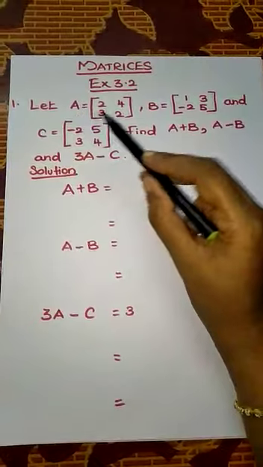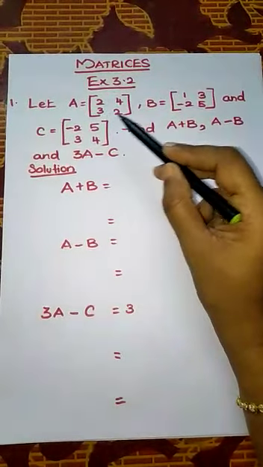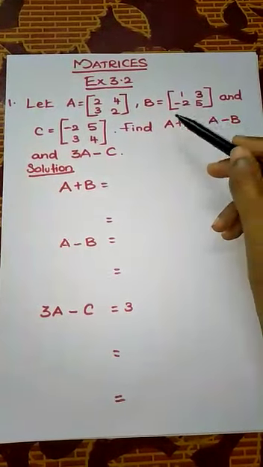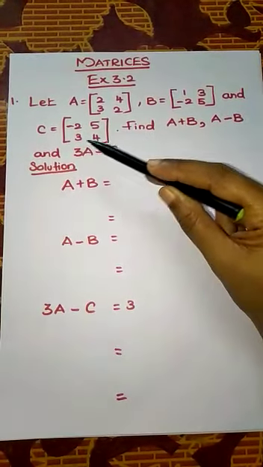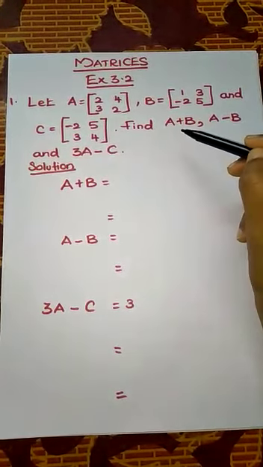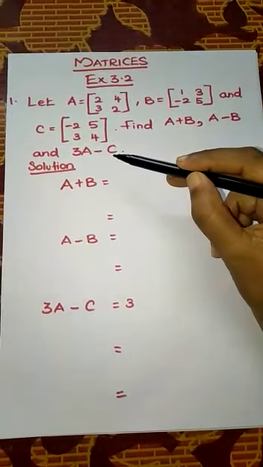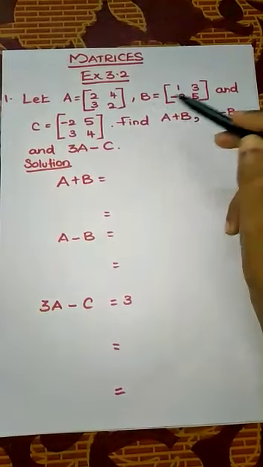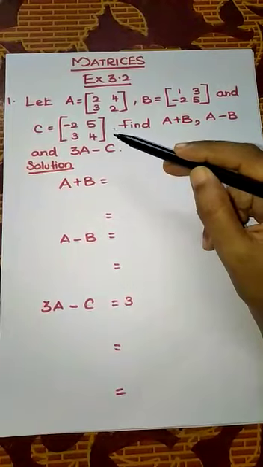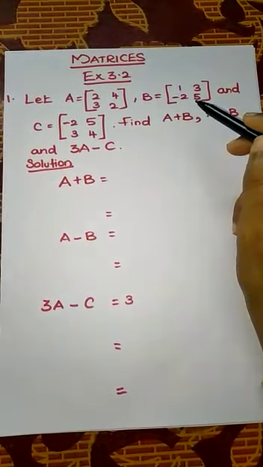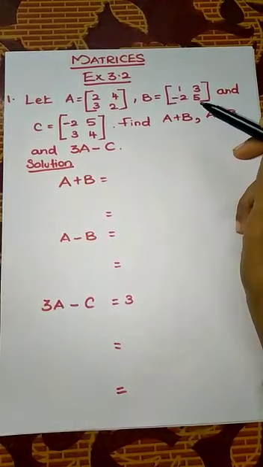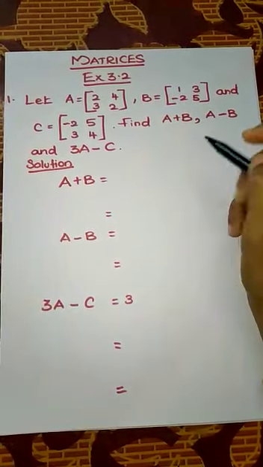First question, let A equal to [2, 4; 3, 2], B equal to [1, 3; minus 2, 5] and C is equal to [minus 2, 5; 3, 4]. Find A plus B, A minus B and 3A minus C. All the matrices are 2 cross 2 matrices. First we have to check the order of the matrices. When the order of the matrices are equal, we can add or subtract the matrices.